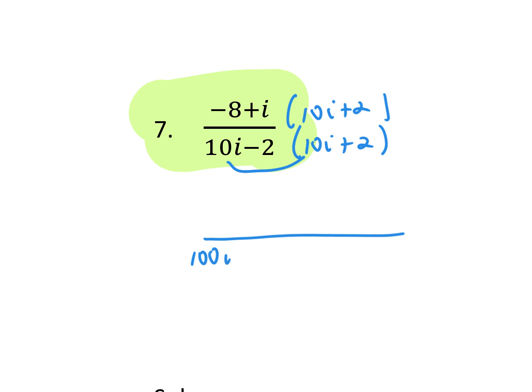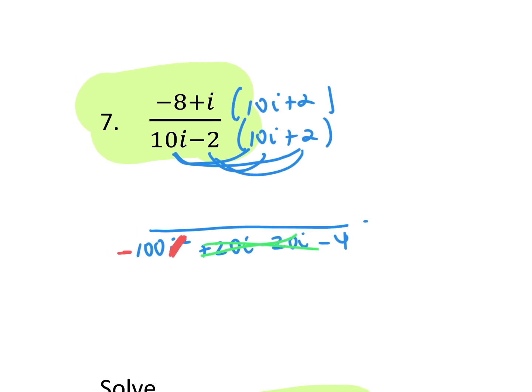100 what? i squared. As soon as I see i squared, what do I do? Cross it off and change the sign. Do that as soon as you see it so you don't forget. So now I have 10i times 2 is plus 20i, right? Negative 2 and 10i is minus 20i. And negative 2 and a positive 2 is minus 4. Did the i's cancel out? Yes. Do I have two real numbers that I can add together or subtract? Negative 104. Perfect. You should always simplify the denominator first so you make sure that you multiply by the right thing.